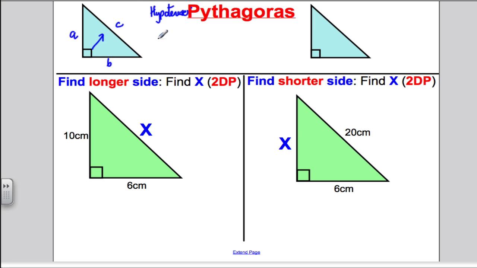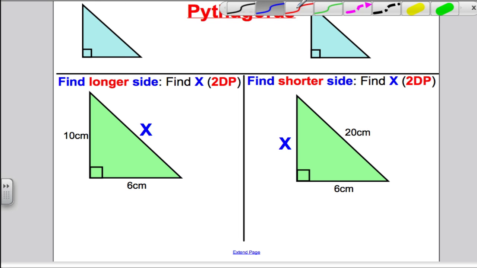Pythagoras said that if you square the hypotenuse, you get the squares of the other two sides added together. So you might see that written in the formula booklet, or you might see that written in textbooks. So a squared plus b squared is c squared, i.e. the hypotenuse squared is the sum of the other two sides squared.